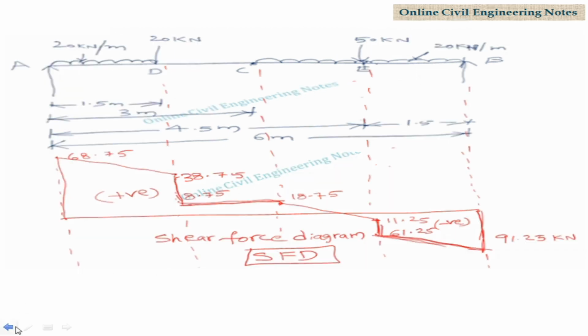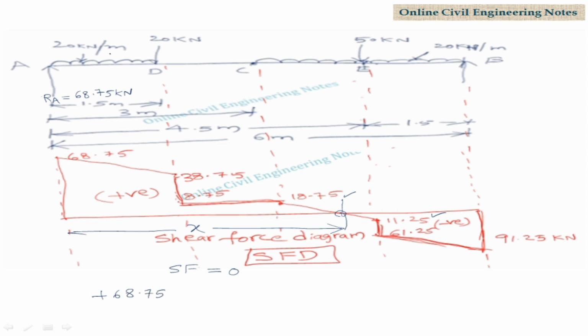Observe the shear force diagram. Shear force just to left of E is minus 11.25. Shear force just to right of C is plus 18.75. In this portion from E to C, shear force is 0 at this particular point. Let's find the position of this point from A. Assume the distance is X. Shear force is 0 at this point. Write the shear force values with respect to this point. Take the left hand side portion of this point. Shear force at A is the reaction at A, which is 68.75 kilonewton. This RA is acting vertically upward, so take it as plus.